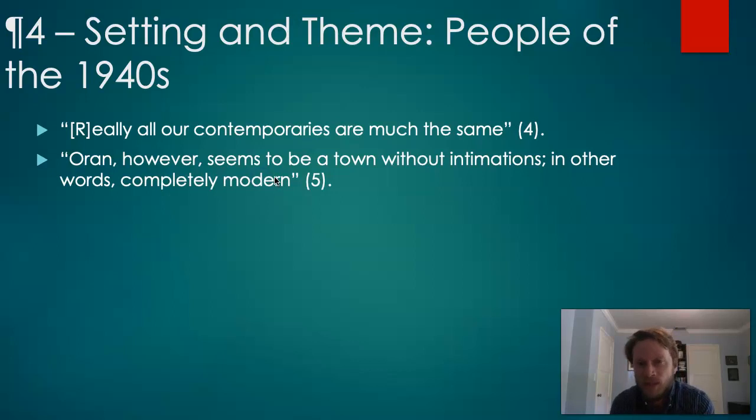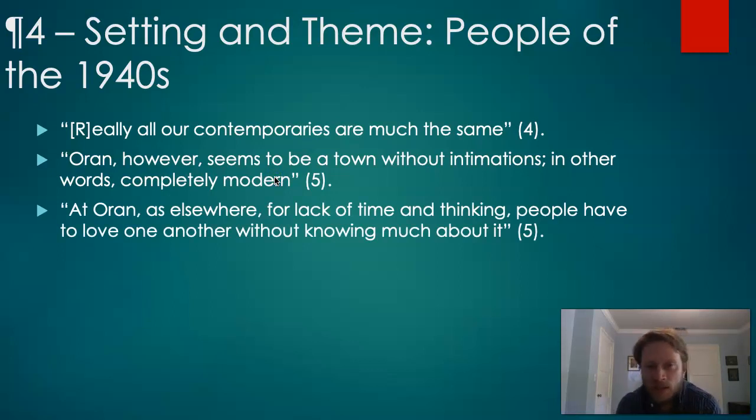So the narrator seems dissatisfied with the state of the world. Oran, however, seems to be a town without intimations. In other words, completely modern. The narrator criticizes modernity as having this trait of people who pursue empty capitalism. At Oran, as elsewhere, for lack of time and thinking, people have to love one another without knowing much about it. The people of Oran are alienated from their own consciousnesses. They don't truly experience how they're feeling or why they're feeling certain things. They just act.